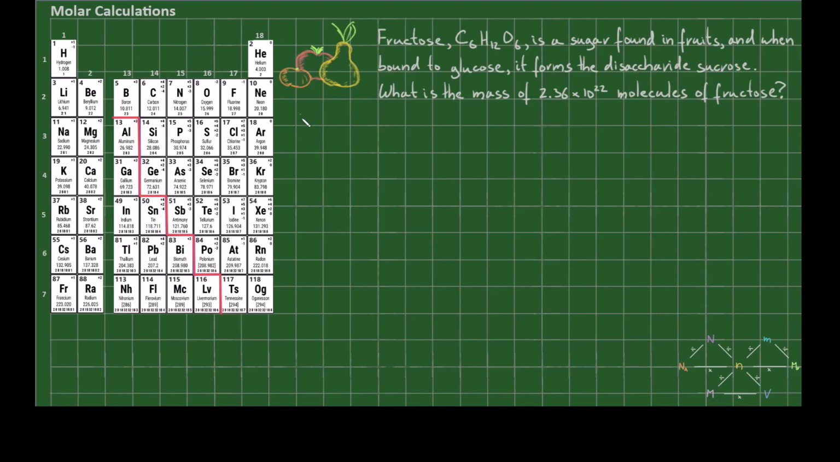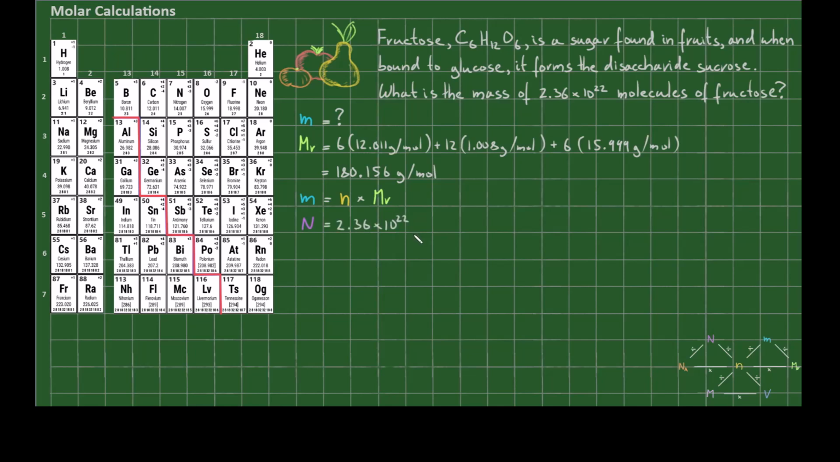In this case, we are after the mass. If I look at my triangles, I can see that I can calculate the mass by multiplying the number of moles by molar mass. I do not have the number of moles, but I can calculate the molar mass. We have the molar mass, but we still do not have the number of moles. Luckily, the question has also given us the number of particles, or in this case, the number of molecules of fructose. How does that help me?